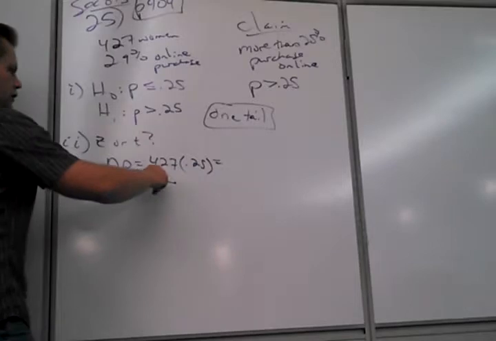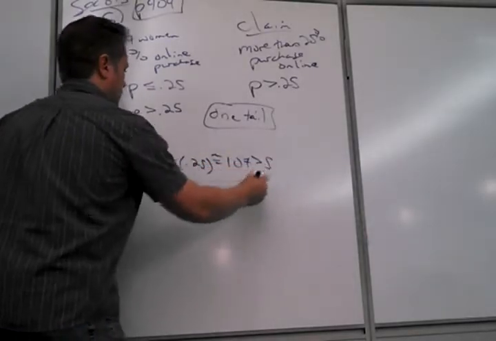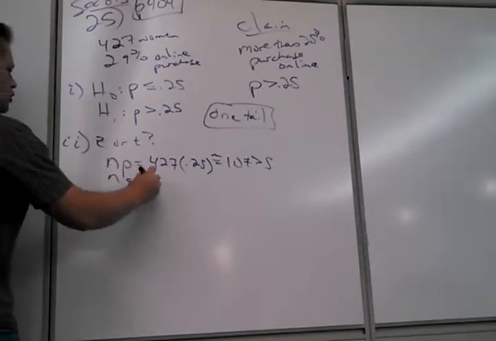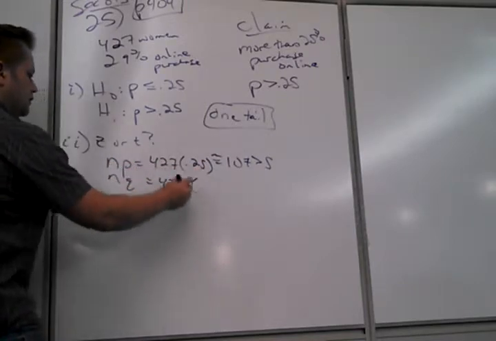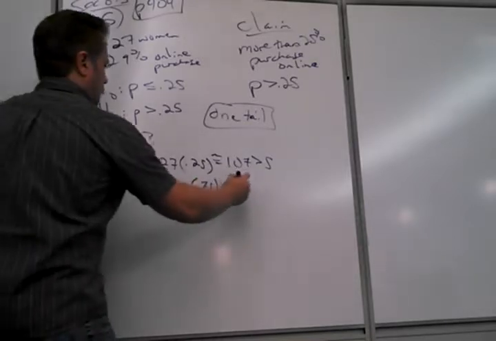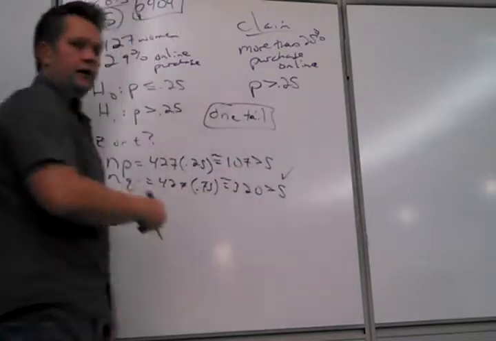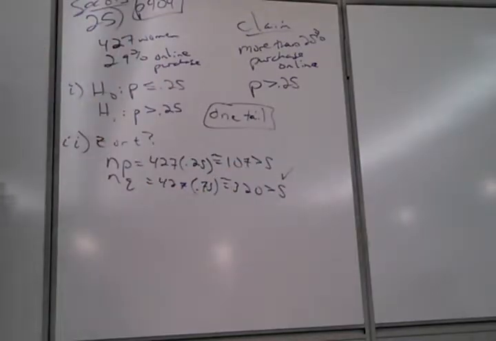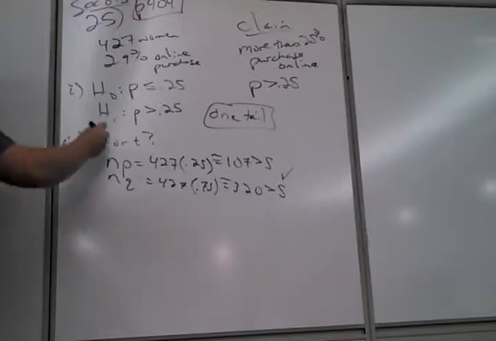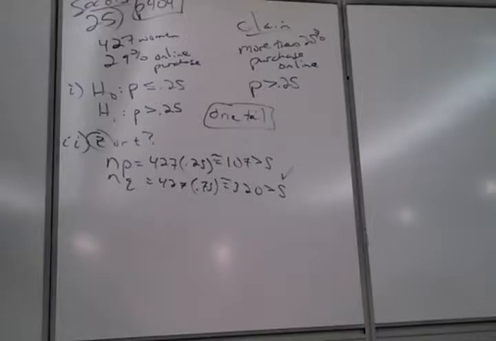So a fourth of this is almost 107. So that's bigger than 5. And then nq would be 427 times 0.75. That's like 320 something. That's bigger than 5. Check. Which means what? Normal enough. Normal enough to do what? To use these z-scores. Now what would I do if either one of these was less than 5? What would I do then? Not a t-score, because then it wouldn't be normal.